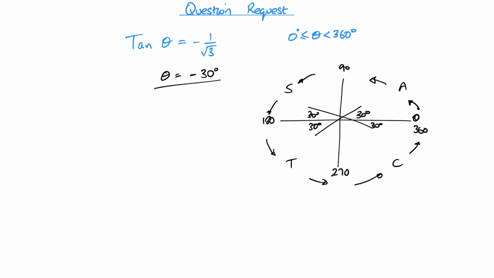Now I'm just going to switch colors up to red. So what we can see is tan theta here is negative. So tan is positive in this section and this section, which means it's negative in the sine section and the cos section. So circle these two sections. So these are where tan is negative.